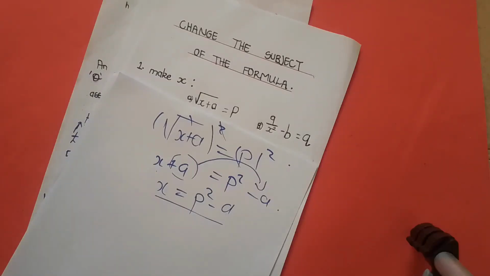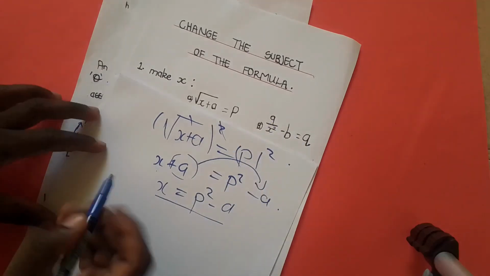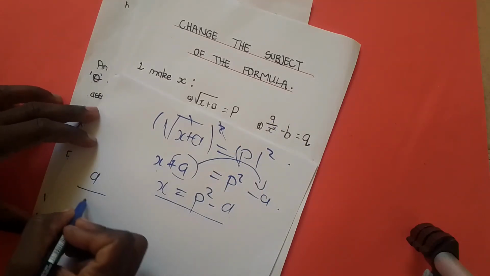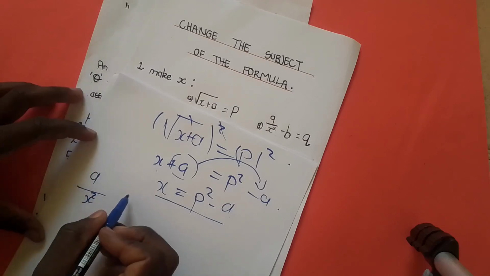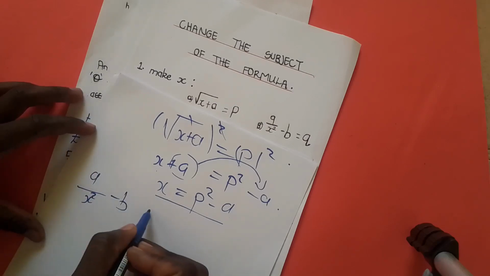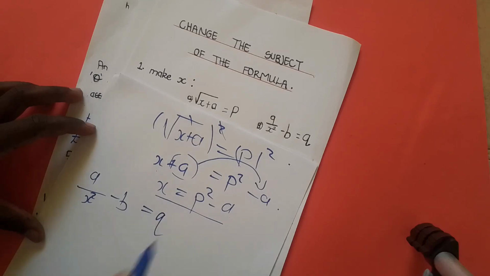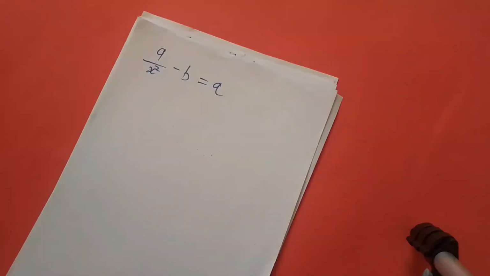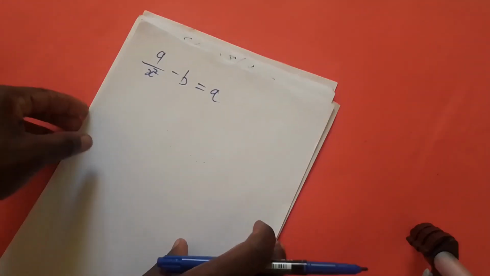I will rewrite question B on my answer sheet. So question B here is saying that 9 over x squared minus b is equal to q. Okay, so that's question B. So this is question B on a clean sheet now. We want to make x the subject of the formula, right?